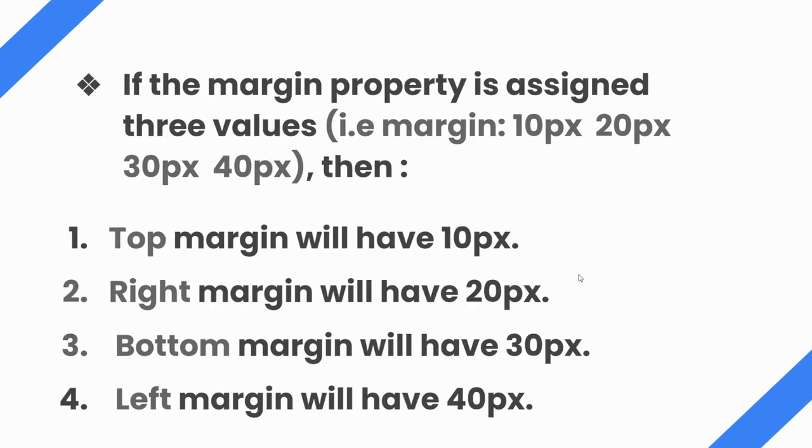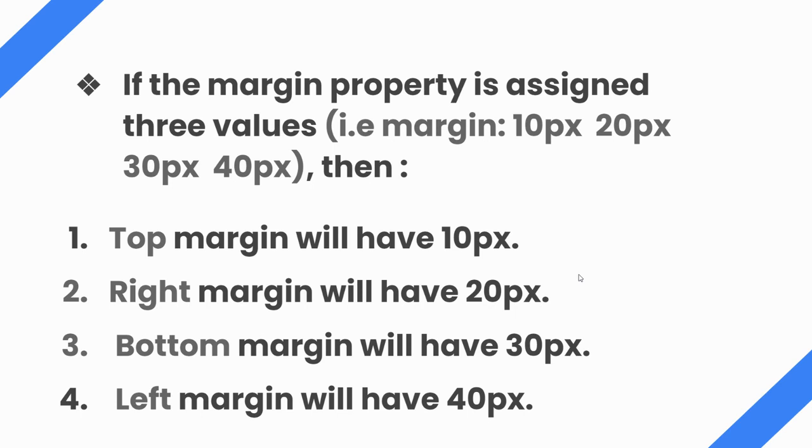And lastly, the way it can be assigned with four values. Oh, another typo. Okay, so this isn't three values, this is rather four values. So here, if the margin is 10 pixels, 20, 30, and 40 pixels, it's going to follow the order of top margin, right margin, bottom margin, and left margin. So the top margin here would have 10 pixels, the right margin would be assigned 20 pixels, the bottom margin would be assigned 30 pixels, and the left margin would be assigned 40 pixels.